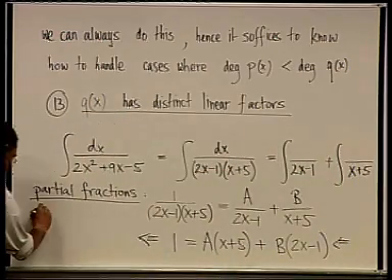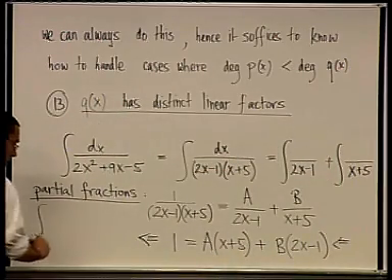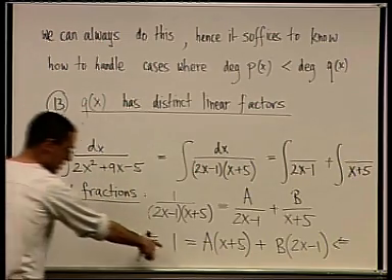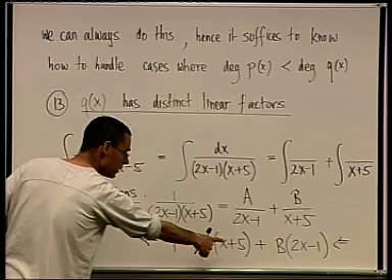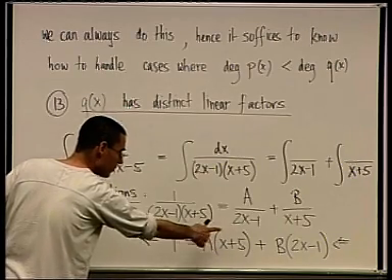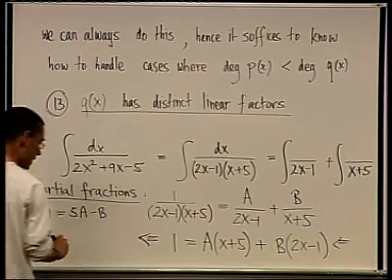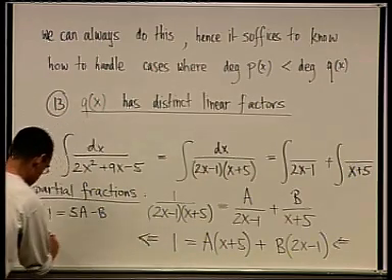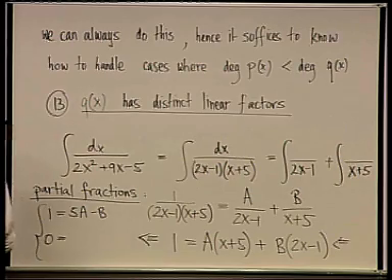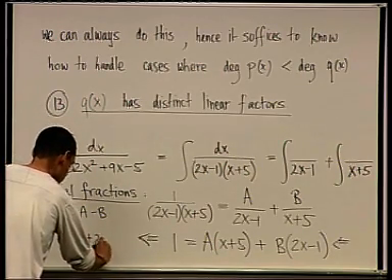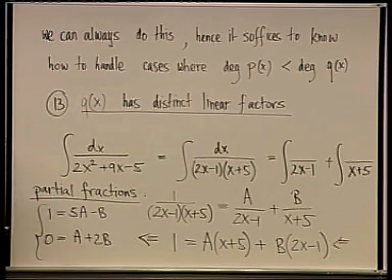And now, from here, I get a system of equations. The free coefficient on this side is 1. On the other side, it's what? 5A minus B. And the coefficient of x on this side is 0. There are no x's there. And on the other side, it's A plus 2B. Do you agree?